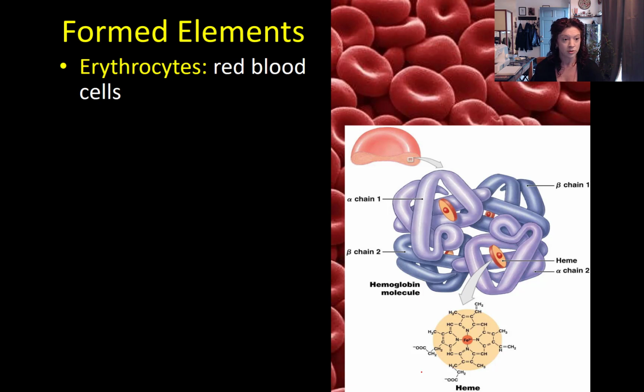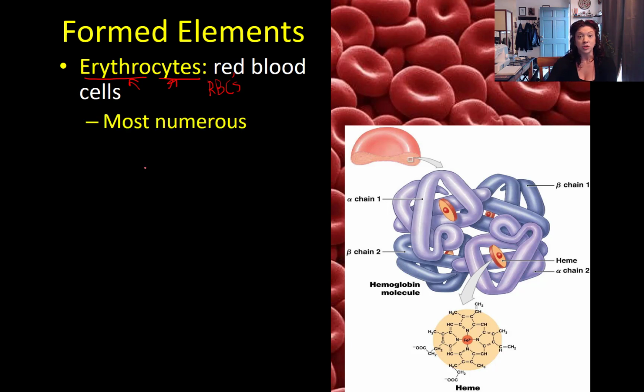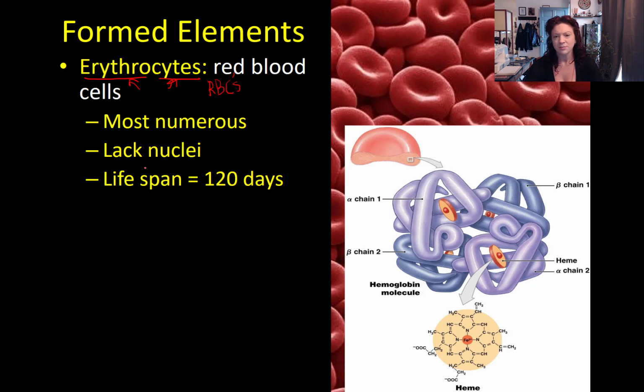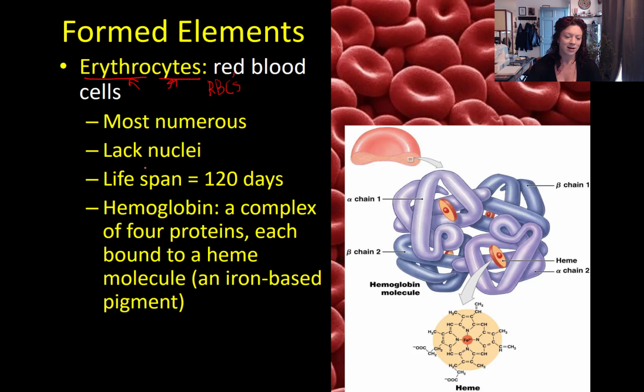We'll start by talking about those red blood cells. They are formally termed erythrocytes. Erythro meaning red, cyte meaning cell. We also tend to call them RBCs for short. Red blood cells are by far the most numerous formed element in the blood. They also lack nuclei, which is very, very distinctive. They only have a lifespan of about 120 days before the body recycles them and replaces them. And probably most important, they contain a molecule called hemoglobin.